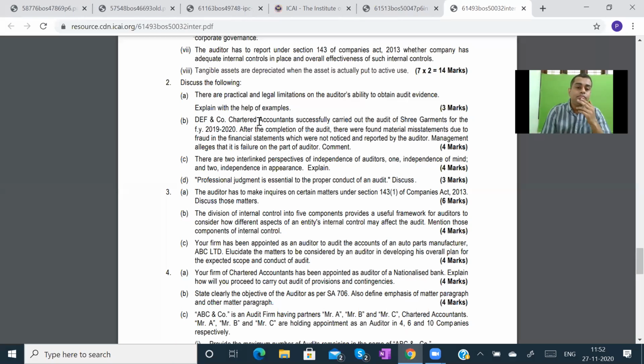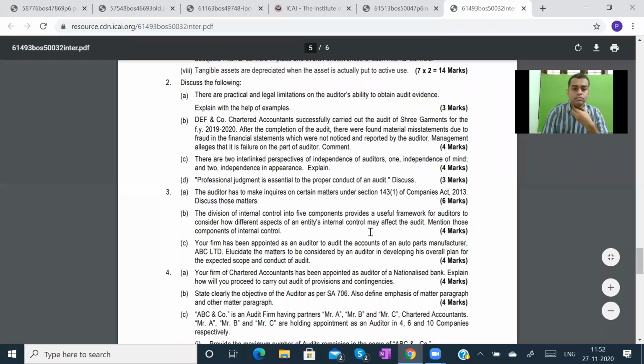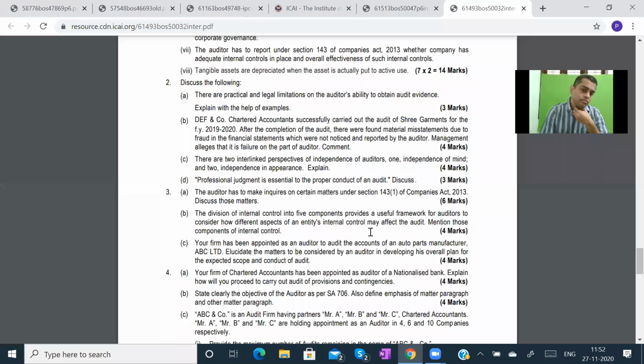So read 2B. DEF and Co. Chartered Accountants successfully carried out the audit of Shree Garments for the financial year 2019-20. After the completion of the audit, material misstatements due to fraud were found in the financial statements, which were not noticed and reported by the auditor. Management alleges that it is the failure on the part of the auditor. Again, basics, first chapter for new syllabus students, there is a separate chapter on frauds, SA 240 and all the responsibility of the auditor. And for old syllabus students, this is given in the first and second chapters itself. Whether you study it in the first chapter or as a separate chapter, it is basic common sense.